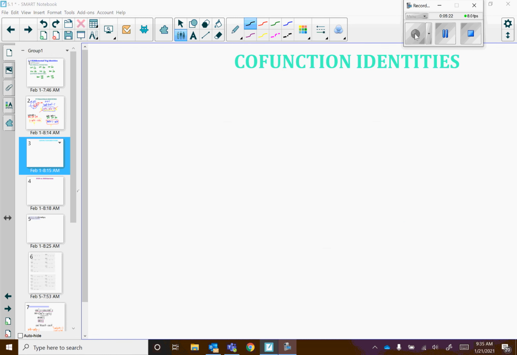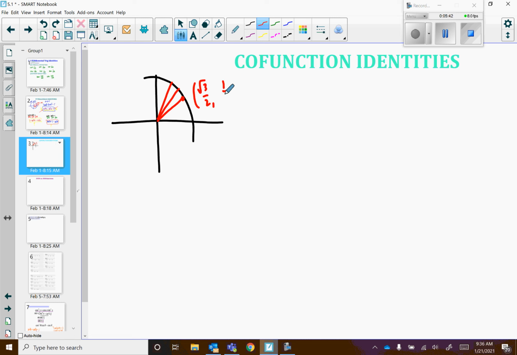In order to talk to you about our cofunction identities, I'm going to start with a really quick sketch of the first quadrant of our unit circle. Let's try that again. That's better. So we've got the points square root of 3 over 2, 1/2; square root of 2 over 2, square root of 2 over 2; and then 1/2, square root of 3 over 2.